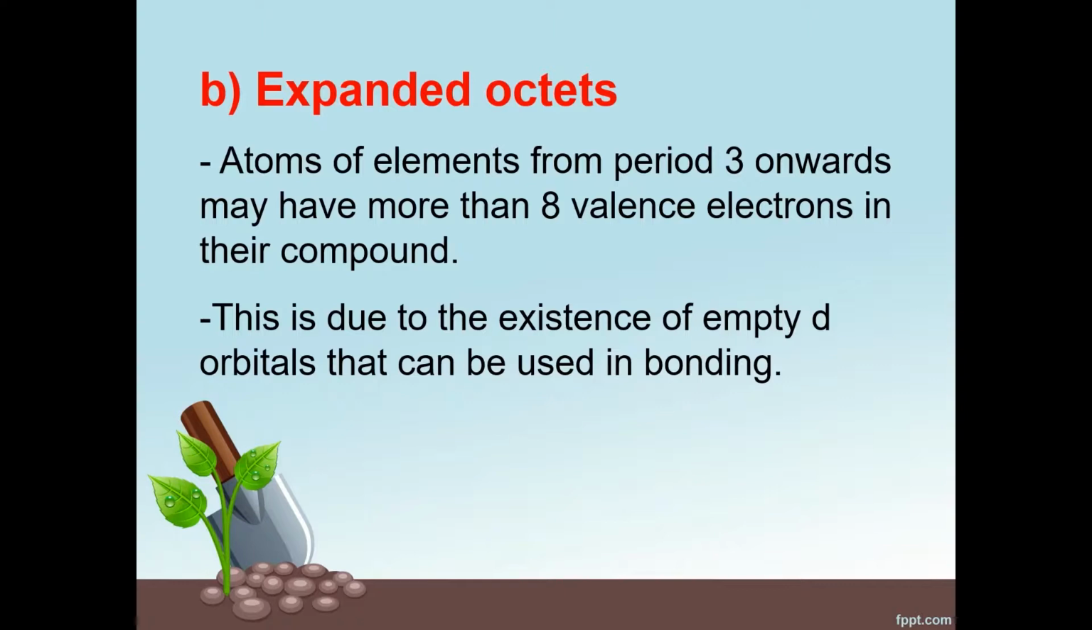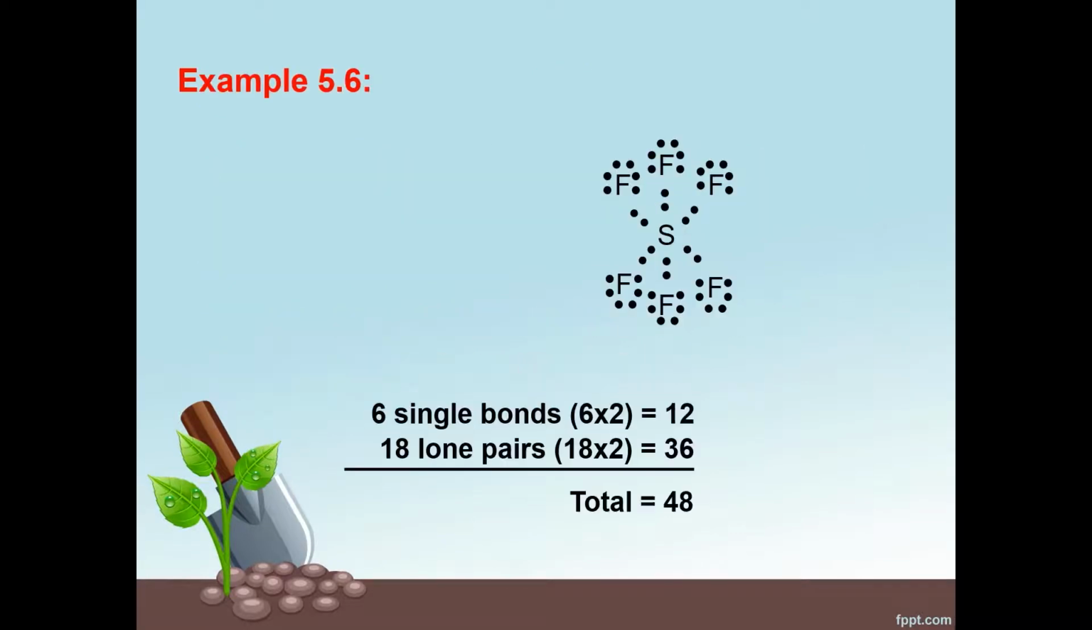Now, what is expanded octet? First, we need to know that the atoms of elements from period 3 onwards may have more than 8 valence electrons in their compounds. This is due to the existence of empty d orbitals that can be used in bonding. An example of expanded octet is sulfur hexafluoride.